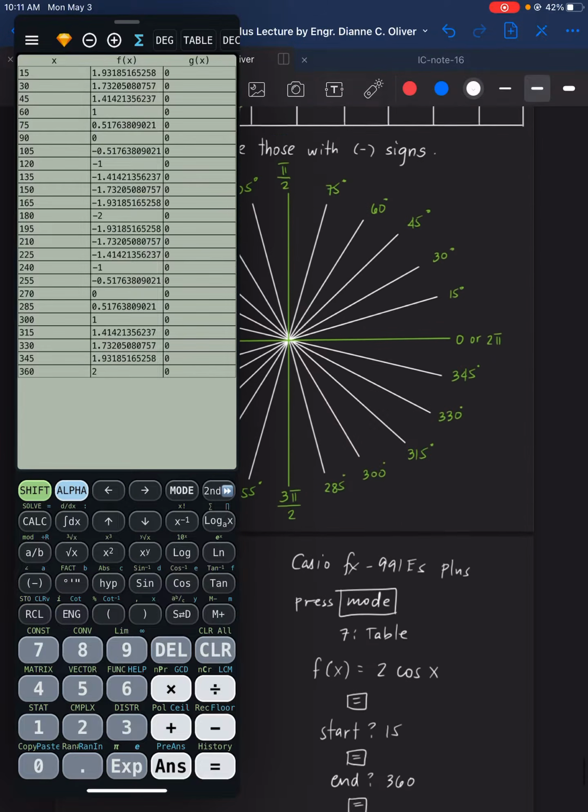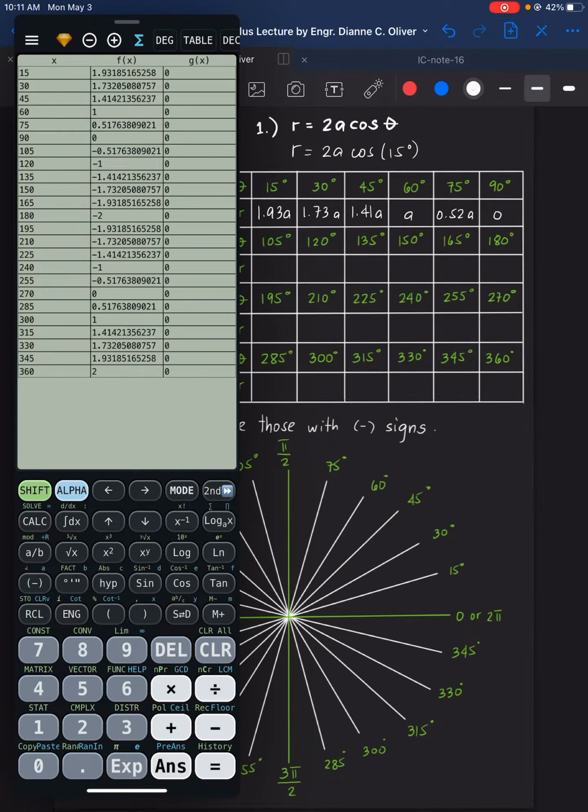Then let's proceed to the table and copy all of them here. So yes, we got the correct one for 15 degrees, 1.93. For 30 degrees, we have 1.73, 45, 1.41, 60, a, 75, 0.52, 90, 0. Now disregard those with negative signs. We will not be using those.